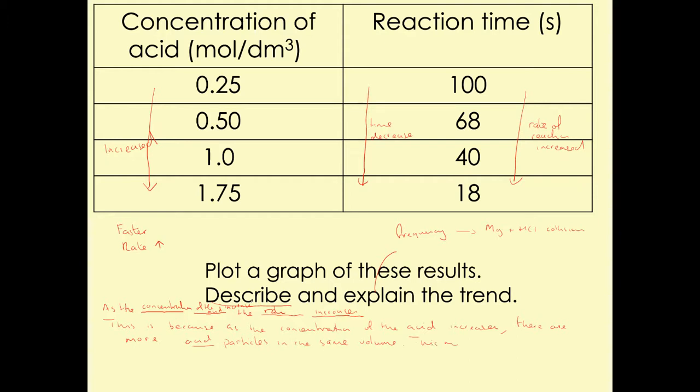This means there will be more frequent collisions between the acid particles and the magnesium particles. So it's good practice to write what it is that is colliding, because there's not always a mark for that, but sometimes you lose a mark if you don't do that.